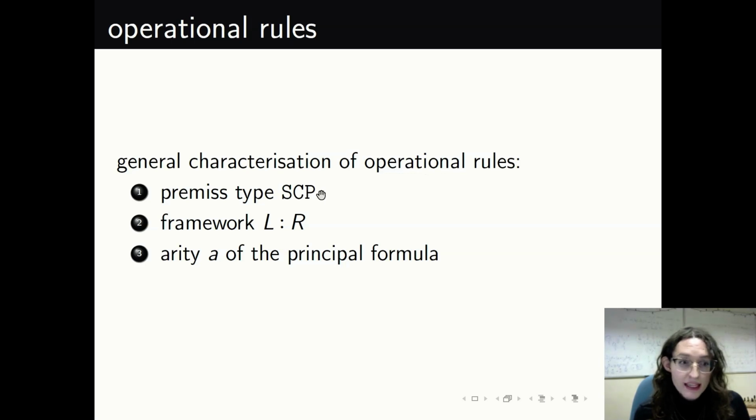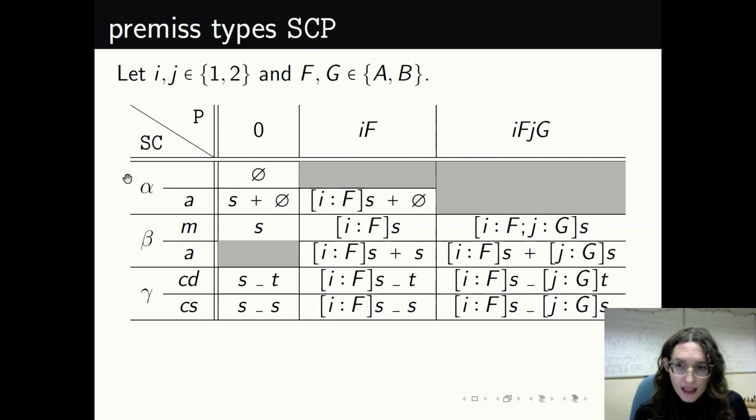Let's start off by looking at the different options we have for the premise types, and this is the most complicated part of this definitional exercise. Now in general, rules can take 3 shapes: alpha, beta, and gamma. Alpha means we have less than 1 premise sequent in our operational rule. Beta means we have less than 2 premise sequents in our operational rule. And gamma means that we've got exactly 2 premise sequents in our operational rule. Now alpha, beta, and gamma tell us about how many premise sequents we have.